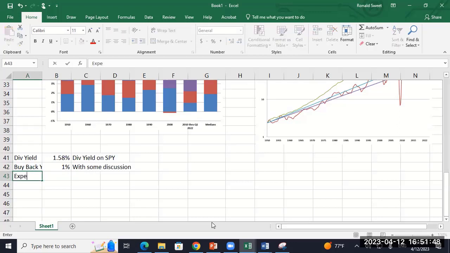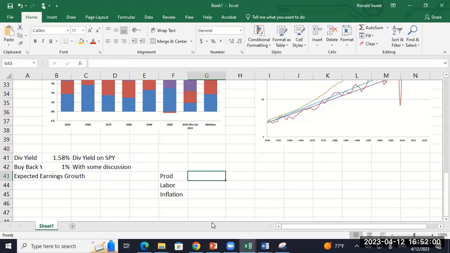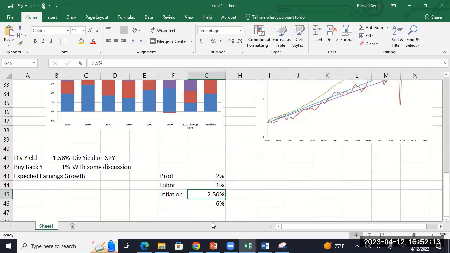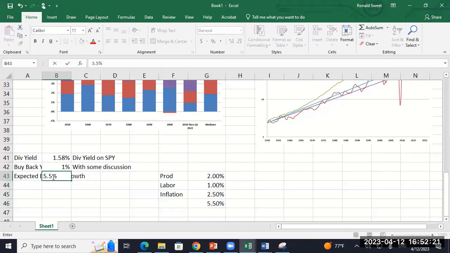And then expected earnings growth. Here you've got to come up with your assumptions. So come with your own assumptions. You look at the history, productivity about 2%. Labor growth's been about 1%, and say inflation maybe 2.5%. I don't know, whatever assumption you're going to make. That gives you 5.5%. Something that you can justify, but your own numbers.